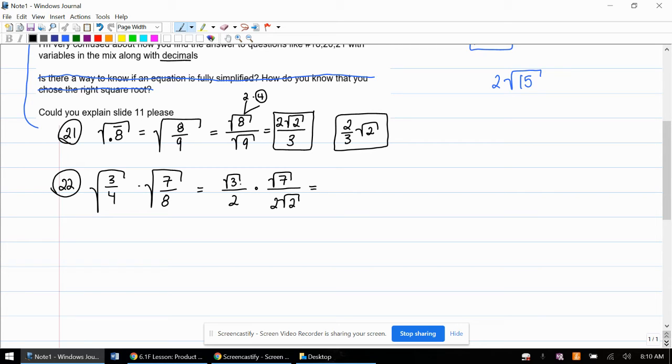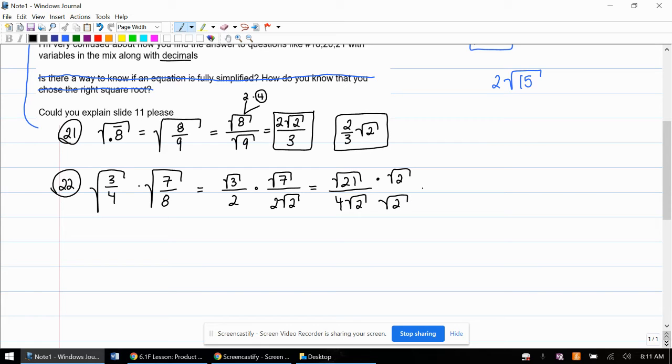I'm also maybe looking for things to cancel within the square roots, because I'm allowed to cancel as long as both parts are radicands, but nothing there. So I'm going to do root 21 over 2 times 2 is 4 root 2. And then when I rationalize, I'm only going to rationalize with the root 2.